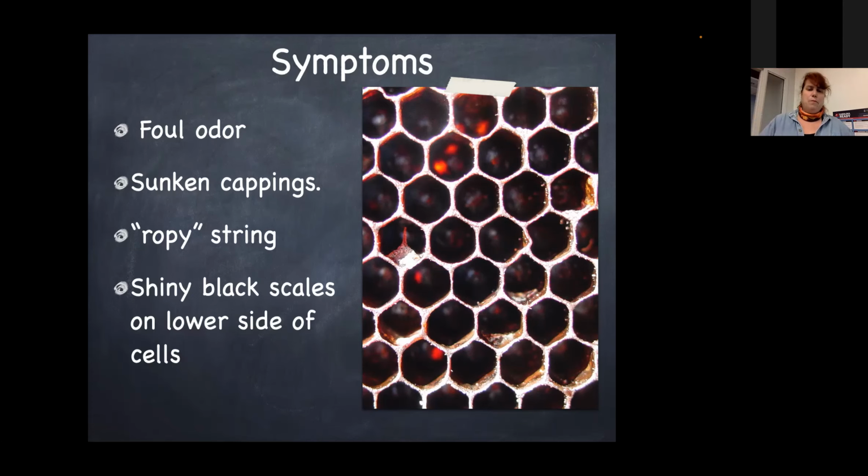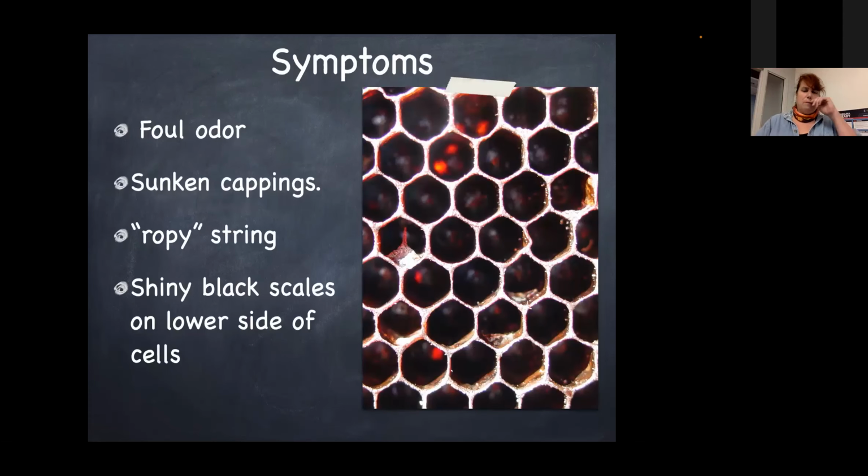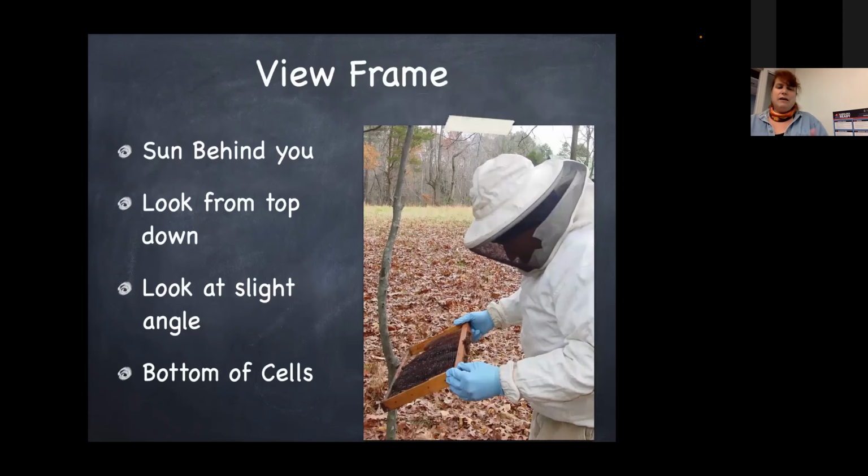So the other way to do this, in this picture it's straight on, but if you're trying to see if it's got those scales on the bottom, you want to put the sun at your back and hold the frame at an angle and look down so you're seeing the underside of the cell. That'll help you see that proboscis and help you identify it. But if you call your inspector, they will look for you and see it.